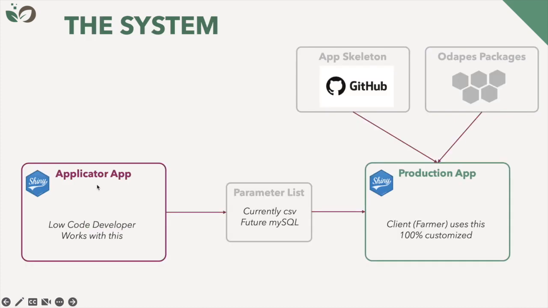Here a quick overview. It's actually two apps. The one which we are doing for the customer, which is the final result of this whole story, is the green one. This is the production app, customized 100% to a particular farmer. Then we have another app, we call it the applicator app. It's also a Shiny app, and this is where the developer, the low-code developer, is actually working, and he's working here to customize a parameter list, which is then customizing the production app. And this all is based on an app skeleton, which is on GitHub. It's just a fork we are doing, and on a bunch of our own ODAPES packages. So let's start with this right-hand part.